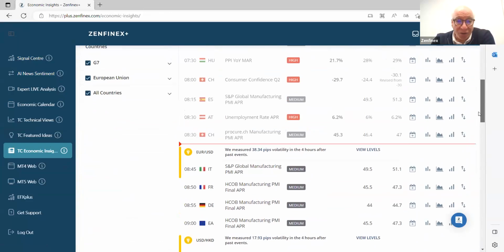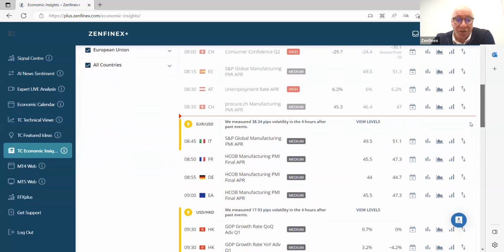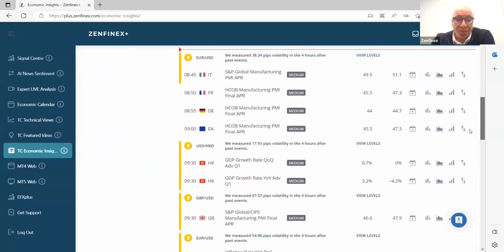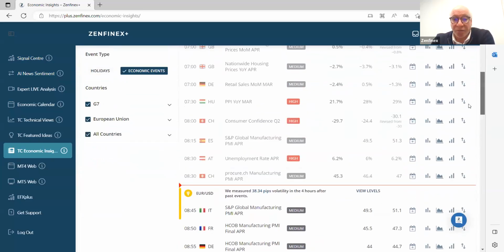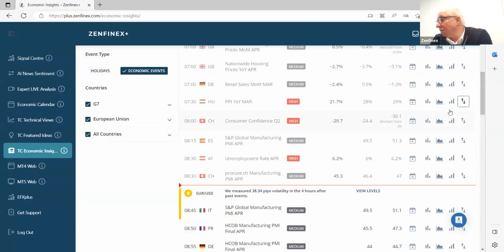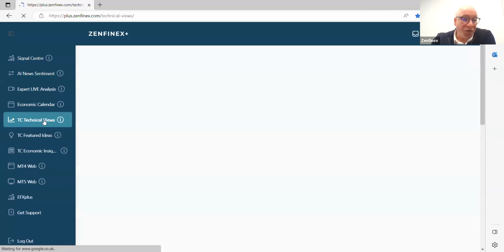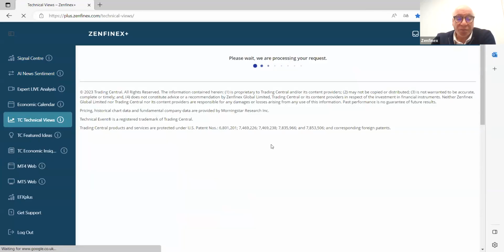I'll try to show you the Aussie dollar, see if it's in here. What date is that? It's not on here at the moment. Let's just go into the other features of this particular tool.